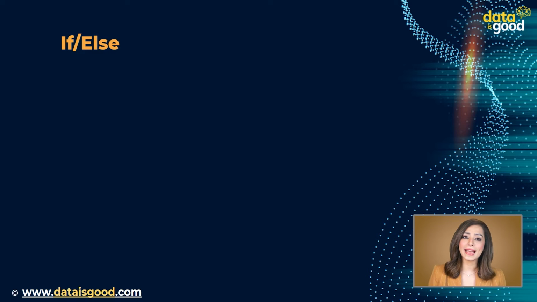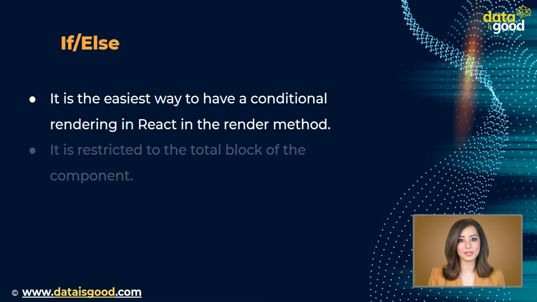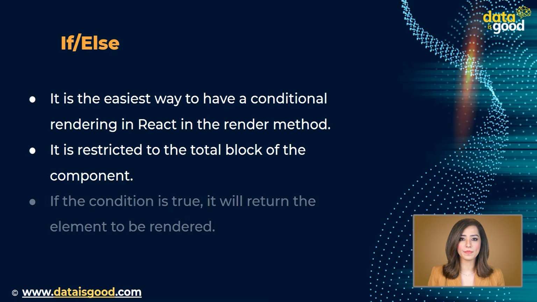Now, time to understand what is if-else. It's the easiest way to have a conditional rendering in React in the render method. It is restricted to the total block of the component. If the condition is true, it will return the element to be rendered. It can be understood in the below example.